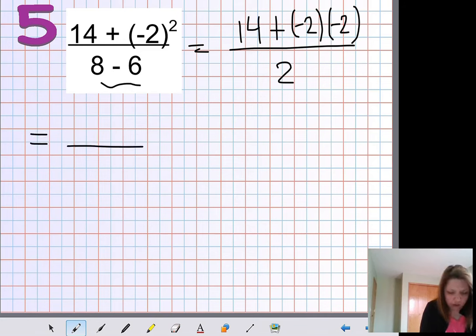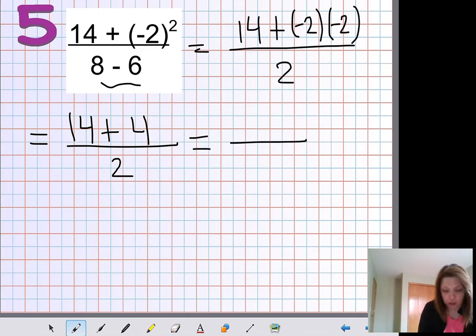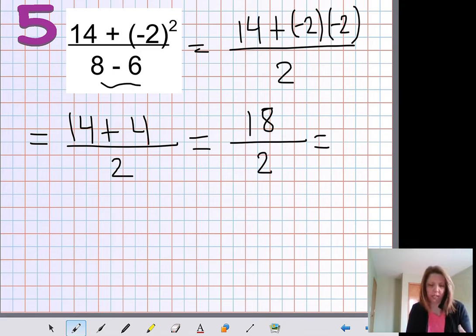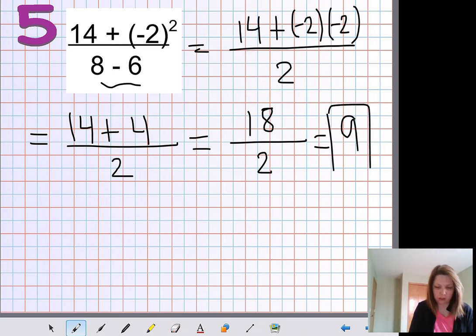Now I will continue solving. On the top, I will put 14 plus negative 2 times negative 2, which is positive 4, over 2. Okay, and then the final thing here, 14 plus 4 is 18 over 2. Well, definitely everybody knows 18 divided by 2 will give us 9 as the final answer. So your goal is always to simplify as much as you can. Sometimes if you're not sure, look at the answers of the multiple choice questions and see if you get the problem up to the end or you have to do additional steps with the simplification.